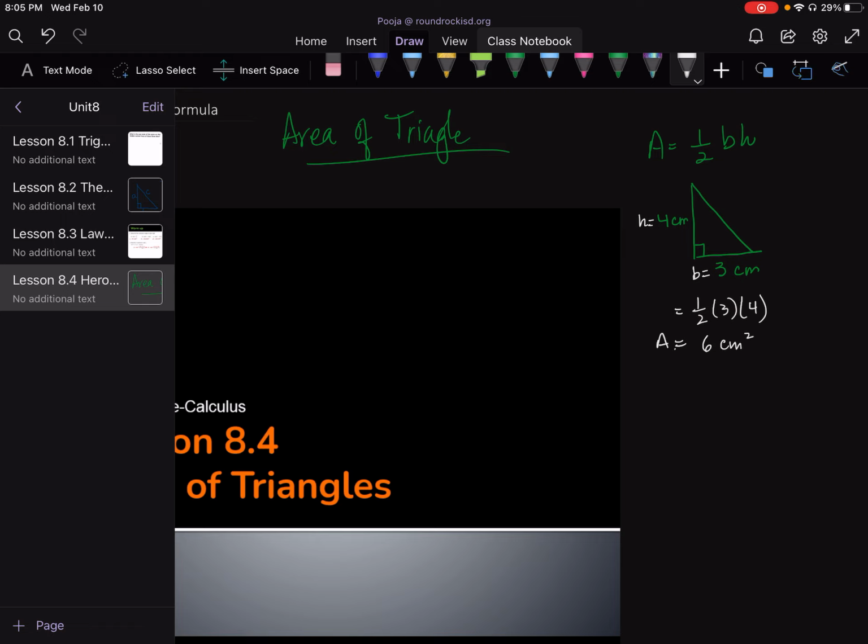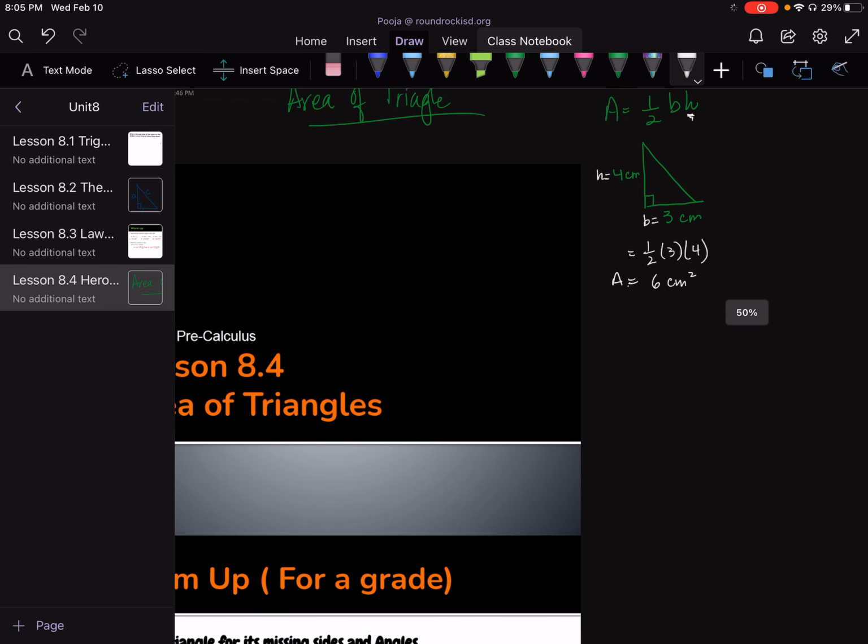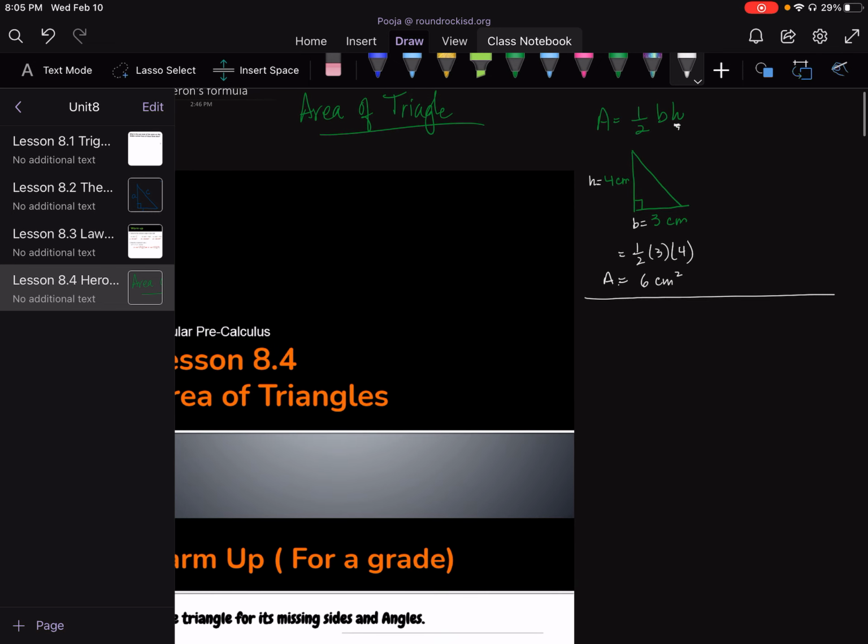But if the straight up and down height is not known, then we are not able to use this formula, and for that we have two situations: if we have an SAS triangle versus if we have an SSS triangle. An SAS triangle is when we know two sides and the included angle, and SSS is when we know all three sides of the triangle, but we do not know any angles of the triangle.